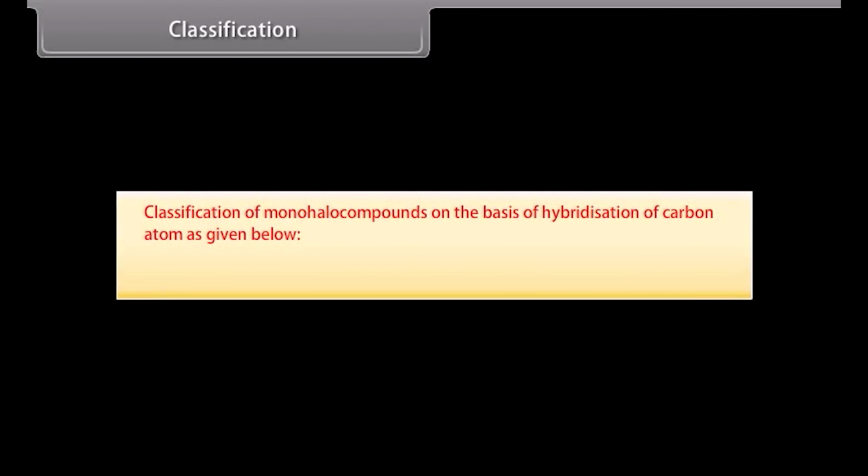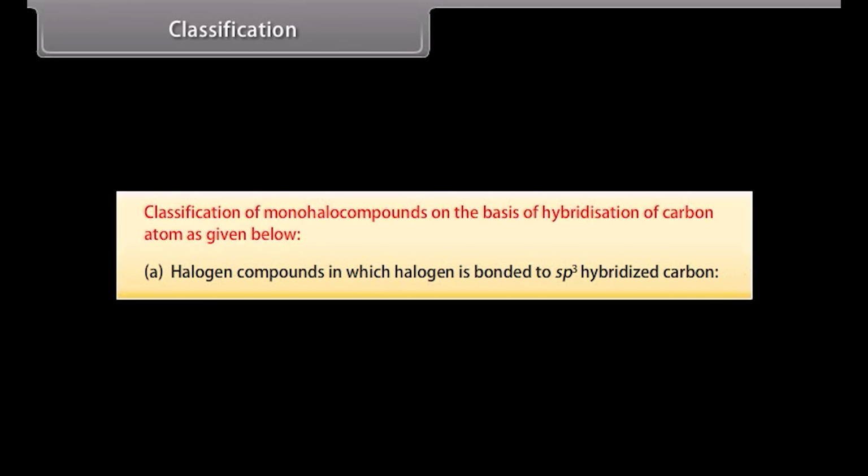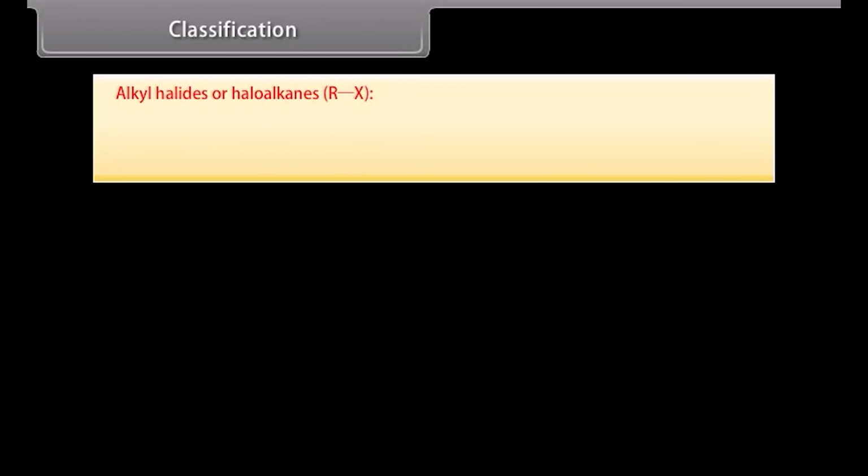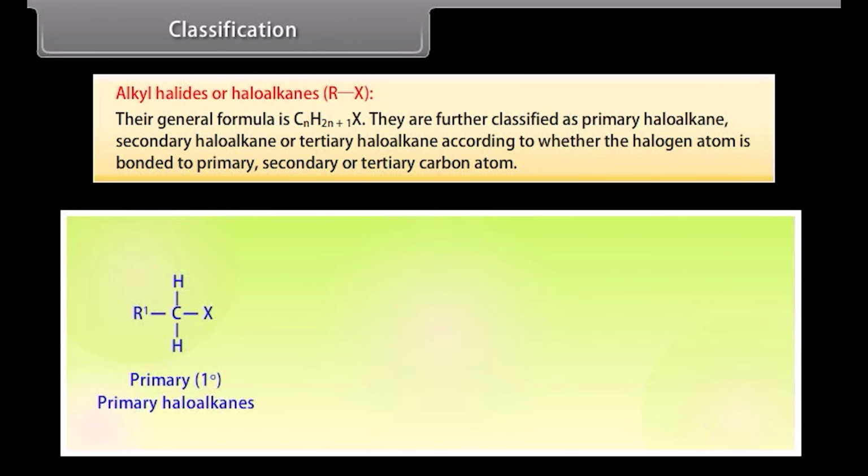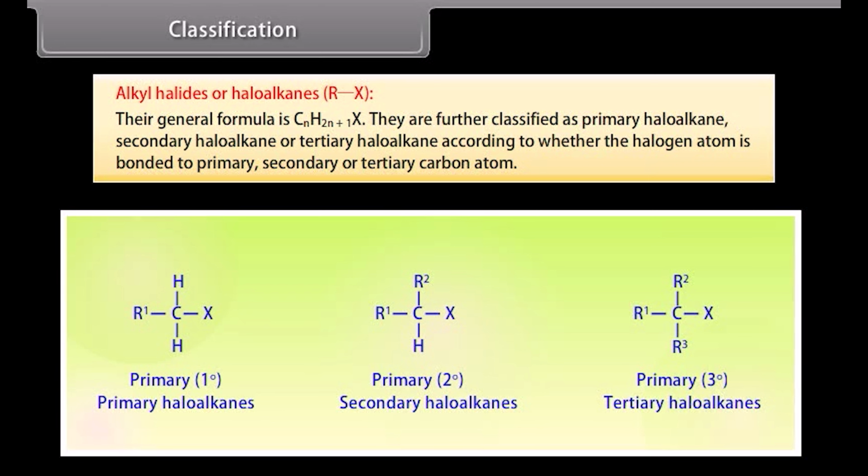Classification. Classification of monohalo compounds on the basis of hybridization of carbon atom is as given below. Halogen compounds in which halogen is bonded to sp3 hybridized carbon: alkyl halides or haloalkanes, RX. Their general formula is CnH2n+1X. They are further classified as primary haloalkane, secondary haloalkane, or tertiary haloalkane according to whether the halogen atom is bonded to primary, secondary, or tertiary carbon atom.